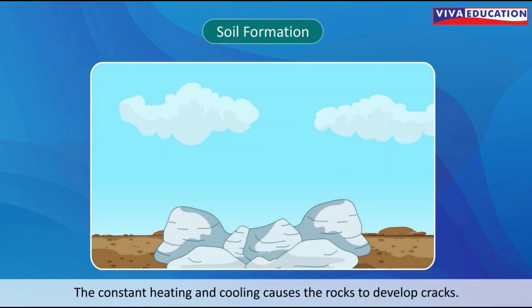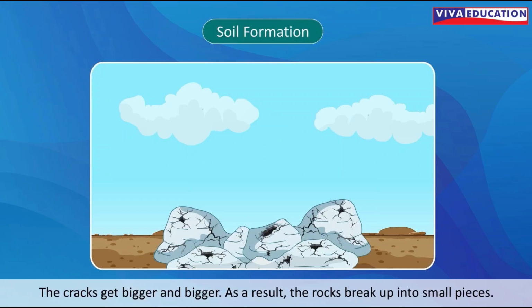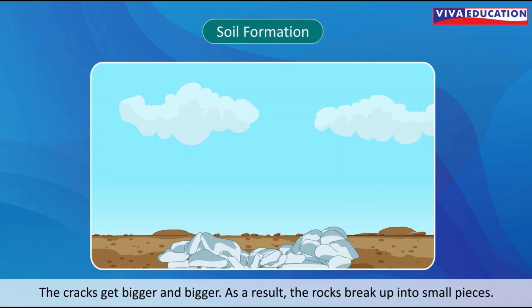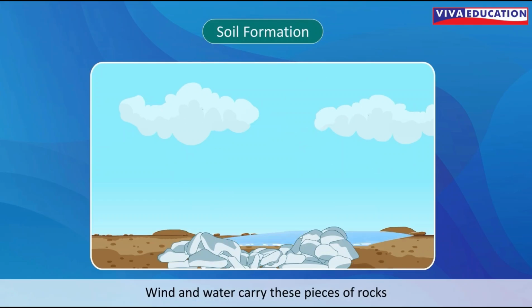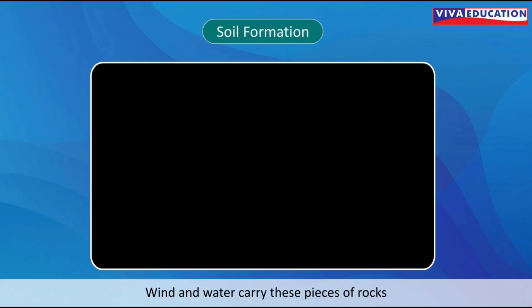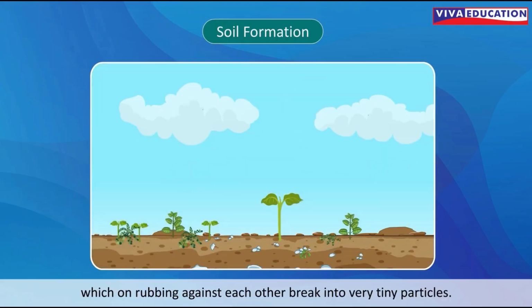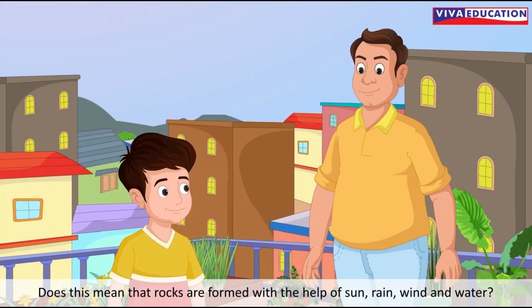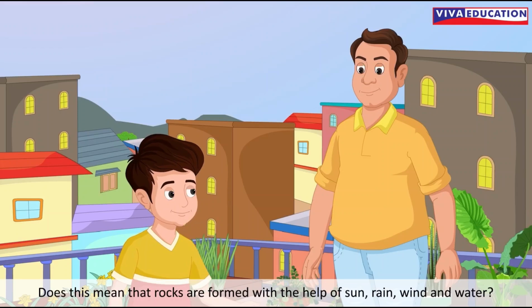The constant heating and cooling causes the rocks to develop cracks. The cracks get bigger and bigger. As a result, the rocks break up into small pieces. Wind and water carry these pieces of rocks, which on rubbing against each other break into very tiny particles. The tiny particles get mixed with decaying plants and animals to form soil. Does this mean that rocks are formed with the help of sun, rain, wind, and water?